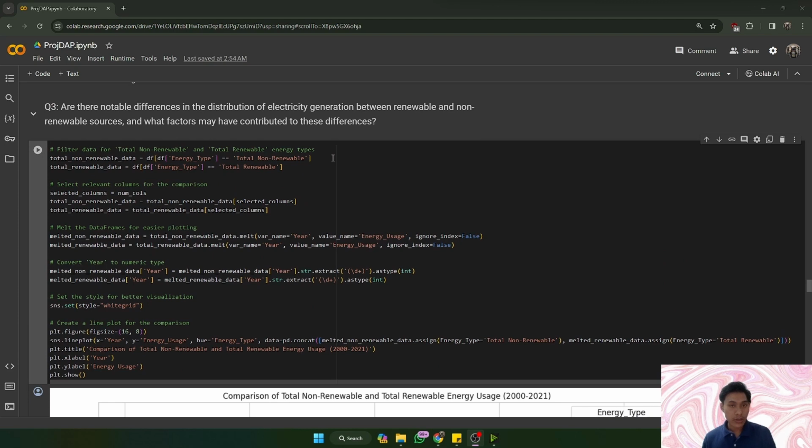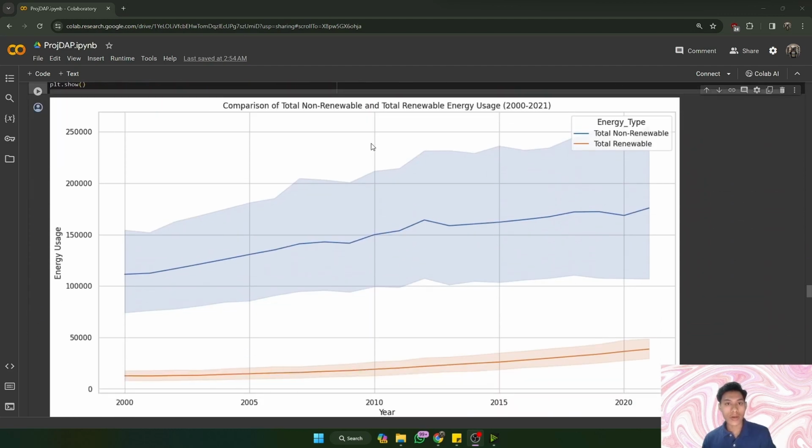Are there notable differences in the distribution of electricity generated between renewable and non-renewable sources, and what factors may have contributed to these differences? So we come up with the line chart with the comparison of total non-renewable source and total renewable energy usage from 2000 until 2021. As you can see, the graph shows that non-renewable energy usage has been consistently higher, but they fluctuate over the years.